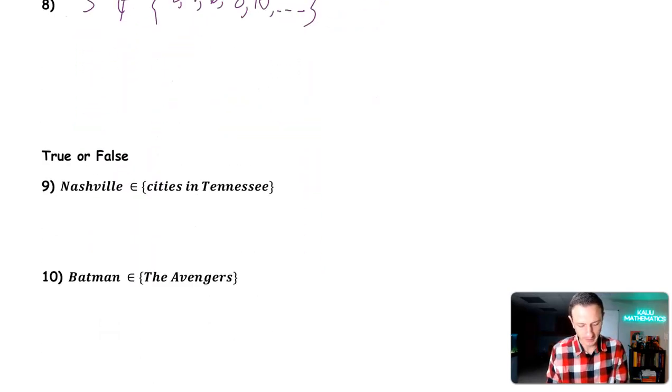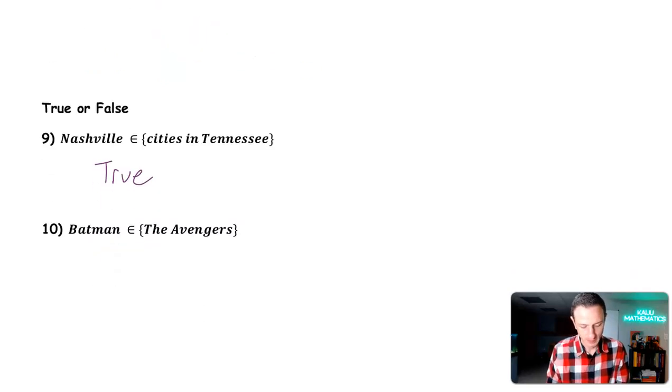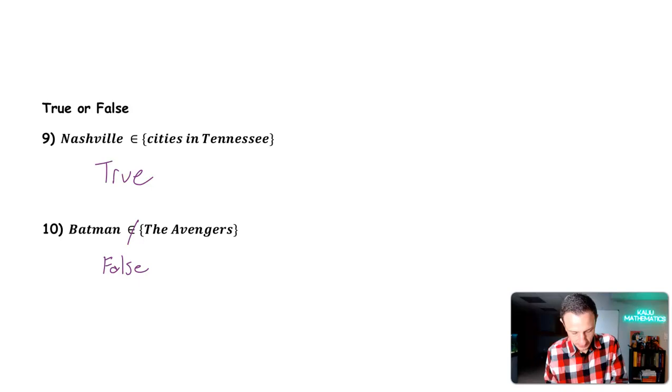True or false? Number 9. Nashville is an element of the set of cities in Tennessee. Yes, Nashville is a city in Tennessee, so that's true. Batman is an element of the Avengers. This is not a crossover, so no, that's false. Batman is not in the Avengers. He's in the Justice League. So that is a false statement.